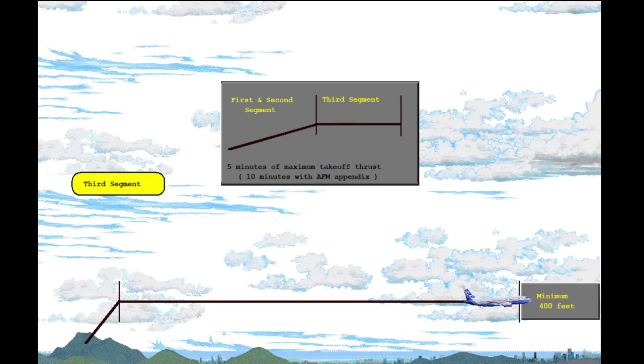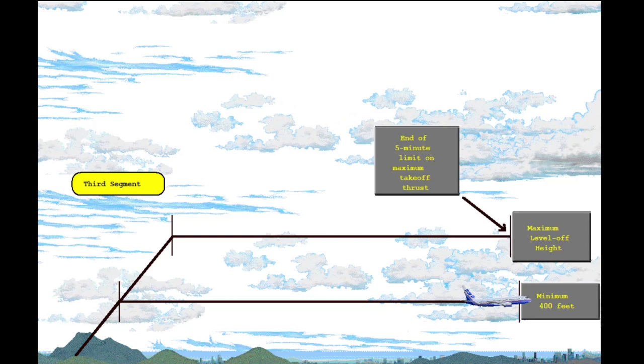There is a 5-minute limit on the use of maximum takeoff thrust. An AFM appendix is needed to extend the time limit to 10 minutes. If maximum takeoff thrust is needed to maintain the required gradient capability in the third segment, the 5-minute limit defines the maximum level-off height.